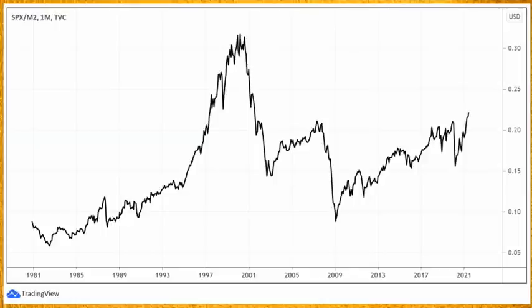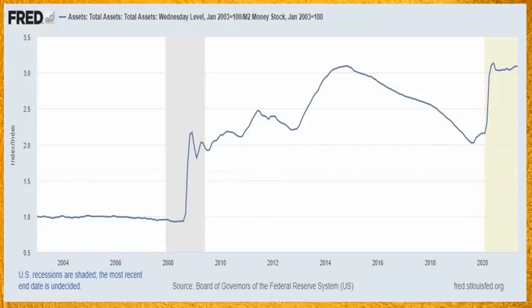Ideally, we'd want a chart that shows the global stocks to the global M2 money supply, but I couldn't actually find that. This chart looks very different from all the other charts that I've shown so far. Not only is it in an uptrend, but it's also at all-time highs. Yes, this is the ratio of the Federal Reserve balance sheet to M2 money supply.